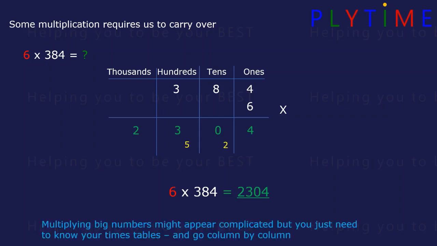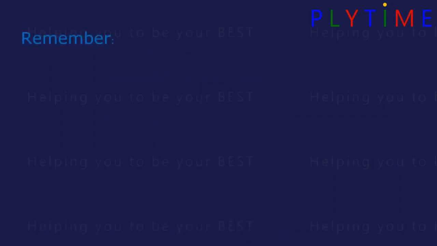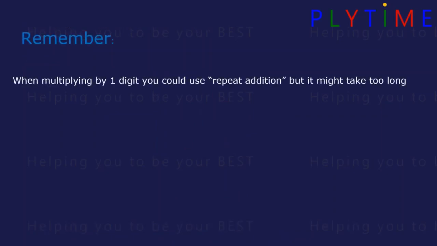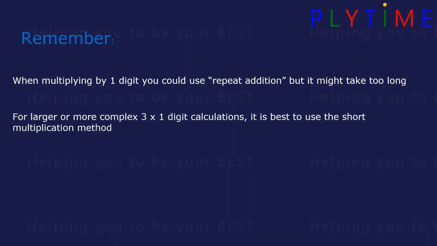Multiplying big numbers might appear complicated, but you just need to know your times tables and go column by column. Remember, when multiplying by 1 digit, you could use repeat addition, but it might take you too long. So for larger or more complex calculations, it's better to use short multiplication.